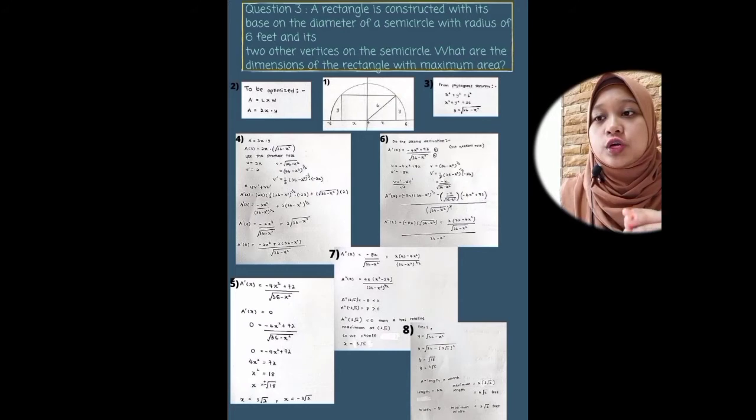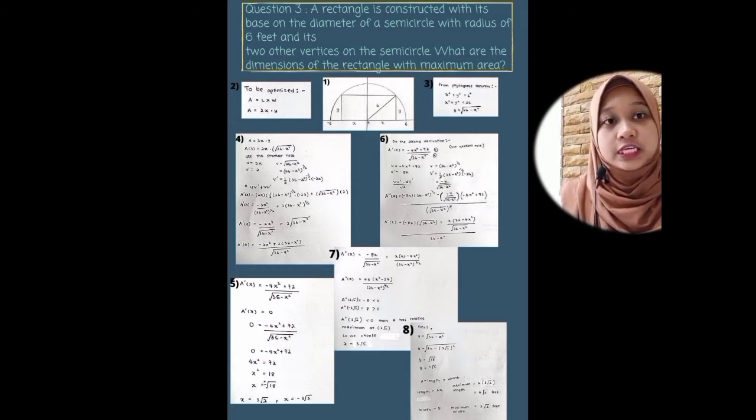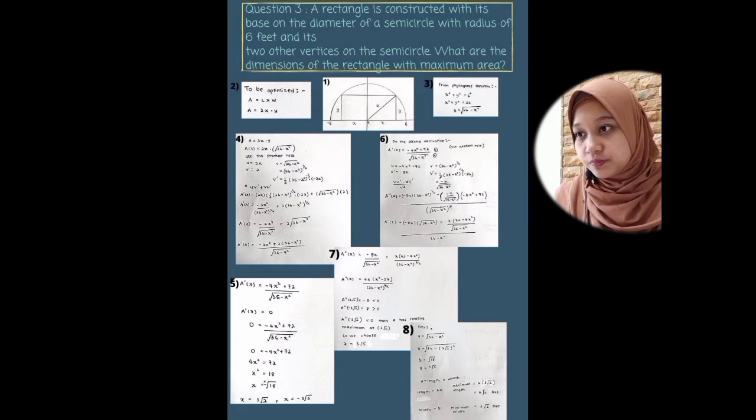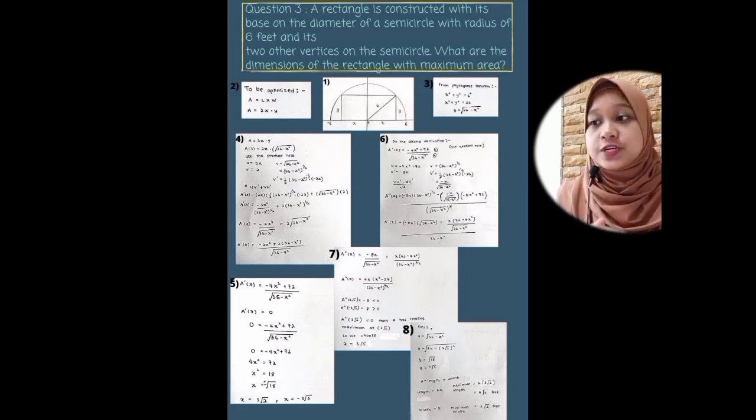Actually, why must we use the Pythagoras theorem? So that it will be easier for us to find, for example, the first derivative. We can also choose the subject to be x, but I choose y, and I will substitute it into A equal to 2xy. So I will substitute y in that formula. After that, we find the first derivative.